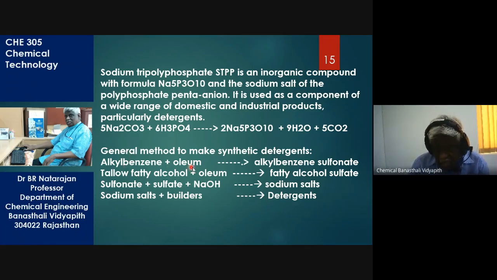Alkyl benzene with oleum will form alkyl benzene sulfonate. Tallow fatty alcohol plus oleum, you will form fatty alcohol sulfate. Sulfonate with sulfide and NaOH, you get sodium salts. Sodium salt plus builders, you get detergents. Builders are special chemicals to bring the required action.